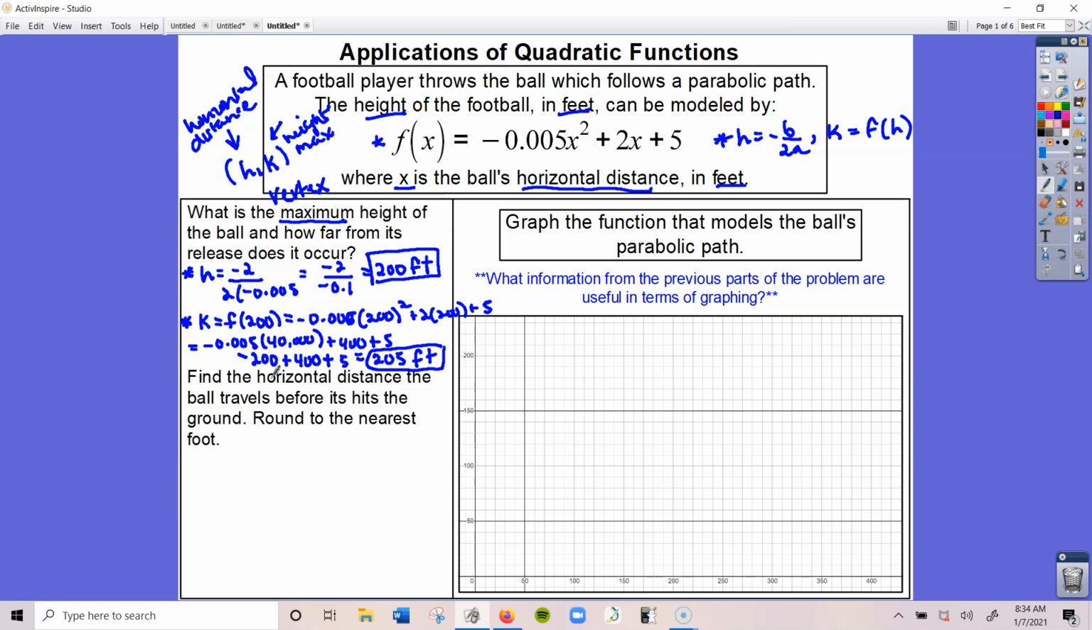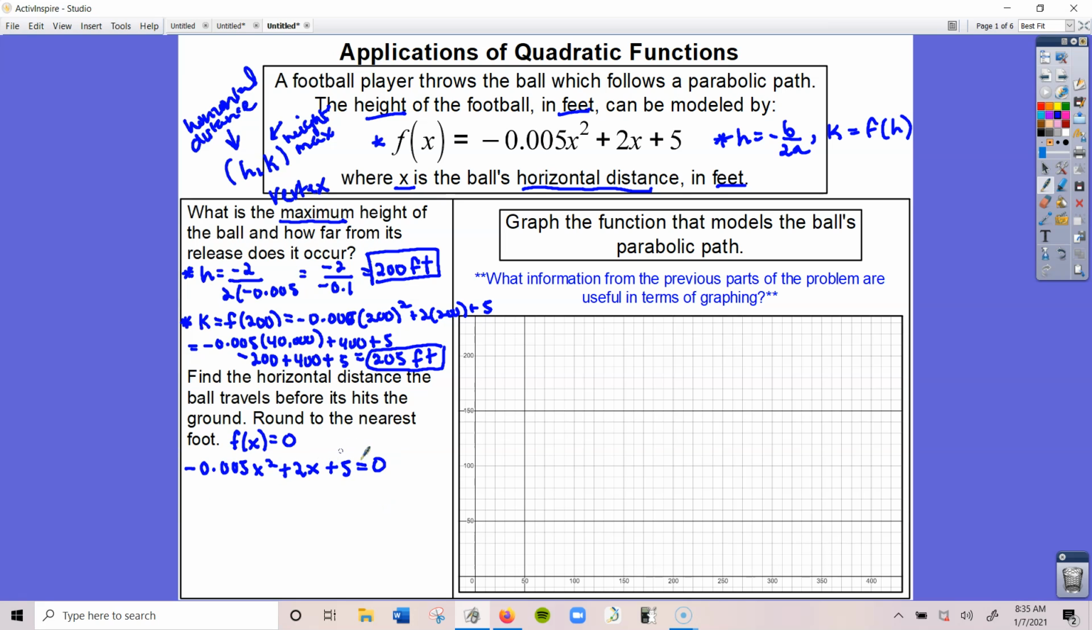Now let's find the horizontal distance the ball travels before it hits the ground, and we're going to round to the nearest foot. In order to find the horizontal distance that the ball travels before it hits the ground, that means that when the ball hits the ground, f of x would equal 0. Think about it, if the ball is on the ground, the height of the ball is 0. So in order to solve for when f of x is equal to 0, we're going to set the quadratic equal to 0 and then solve for x.